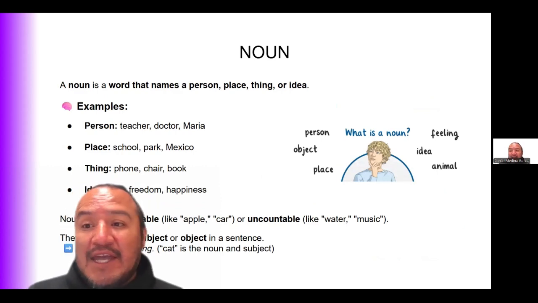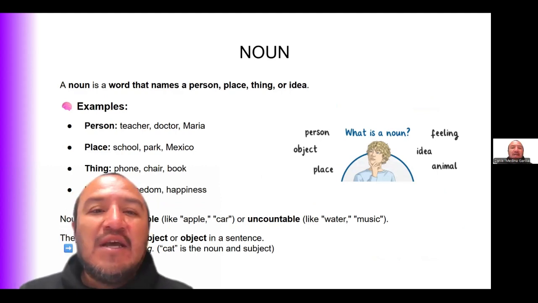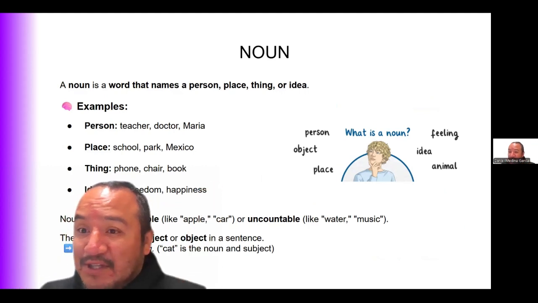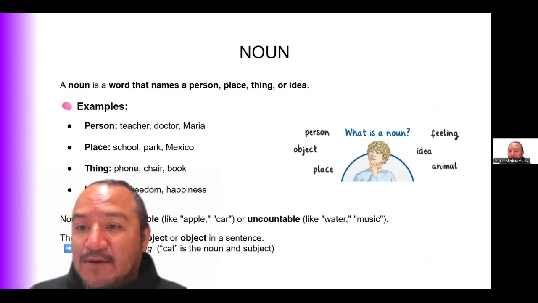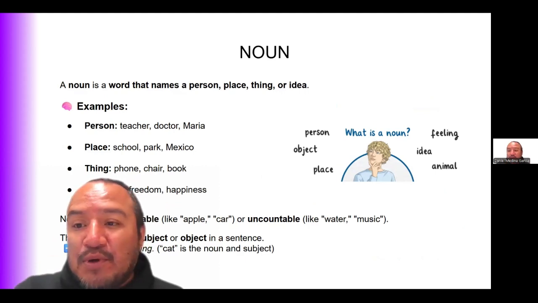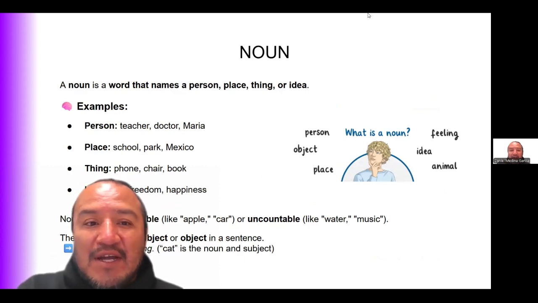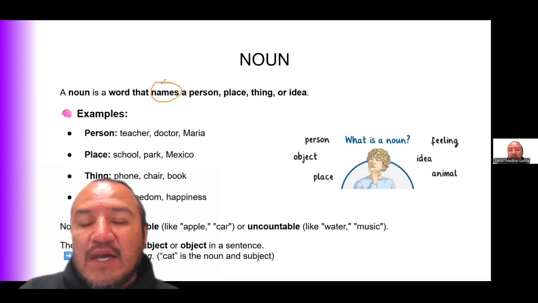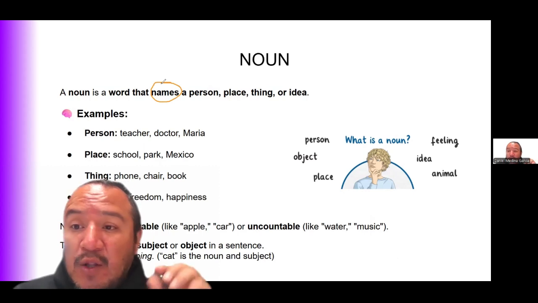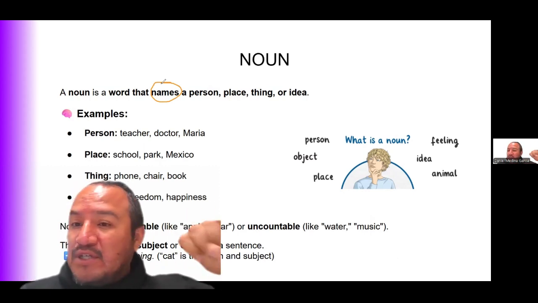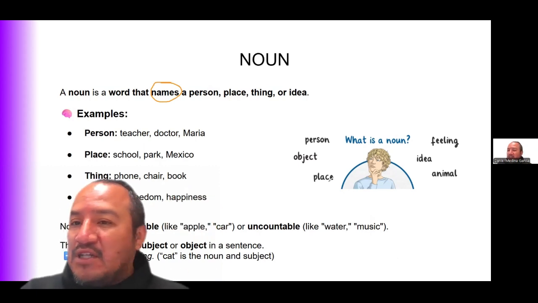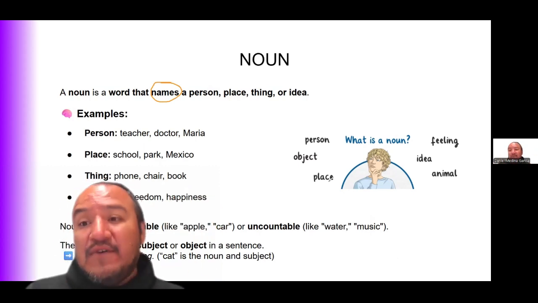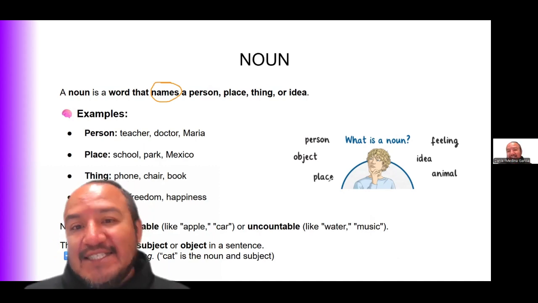Today we're going to talk about the noun. The question that I have for you is, what is a noun? According to the definition from the internet, a noun is a word that names a person, place, thing, or idea. This is something that I want to point out, so I'm going to annotate over here: it's a word that names. This is essential. All the names that you give to a person, a thing, a feeling, an animal. Over here in the picture, you see person, object, place, and the name that you give to that is a noun.